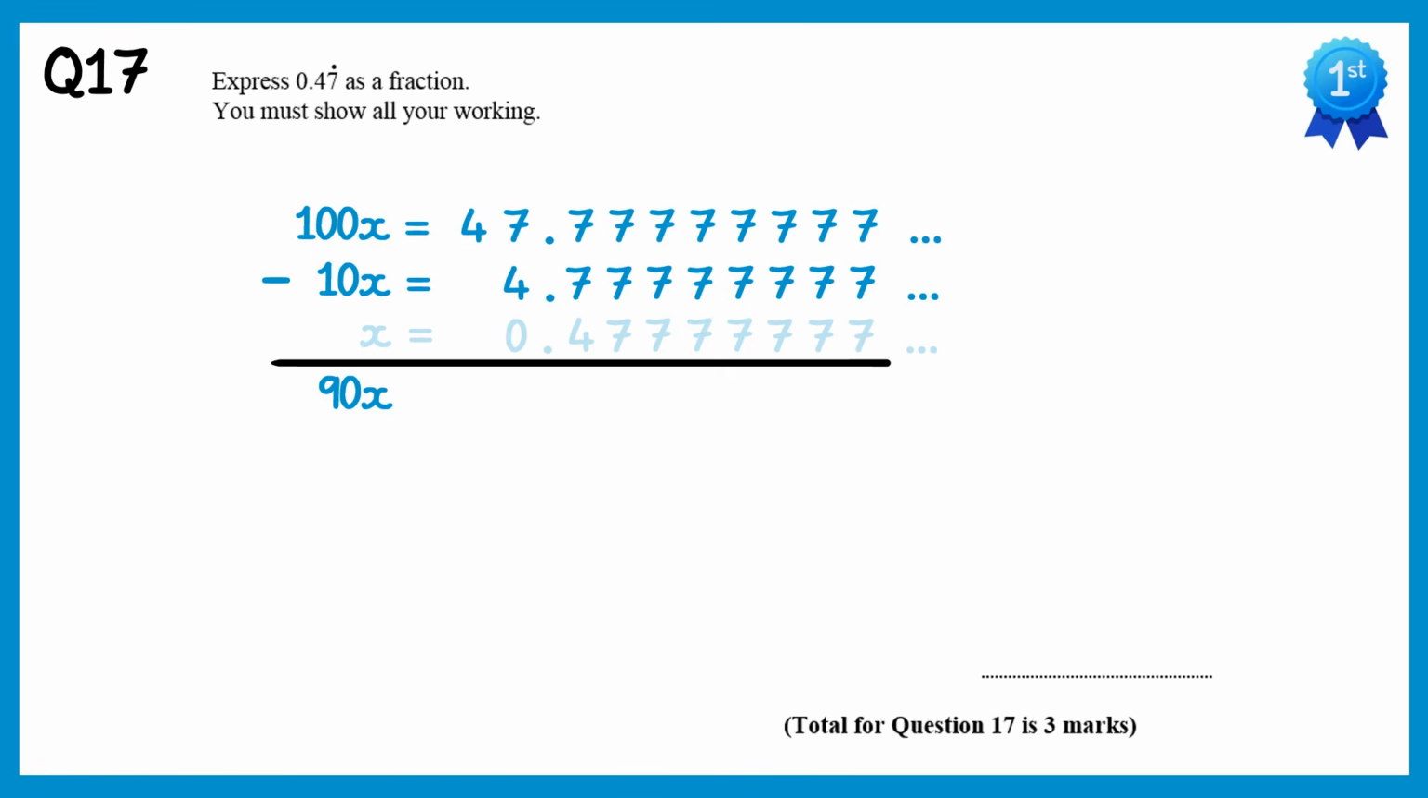Then we have equals, and on the right hand side of the equals, 47 take away 4 gives you 43, and all of the other 7s cancel to give you zeros. So we end up with 90x equals 43. If you divide both sides by 90 here, you'll get x on the left, and then 43 over 90 on the right. And that's your answer to the question.